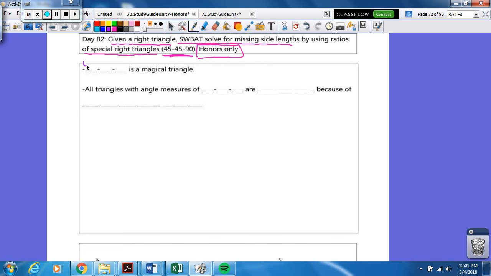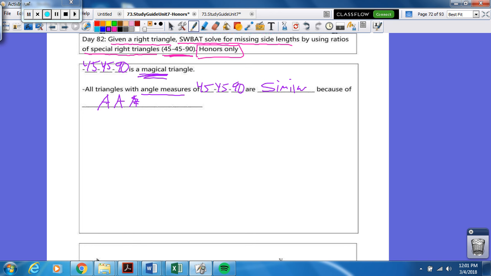Okay, check it out. 45, 45, 90 is a magical triangle. That's one thing you got to know. It's magic. 30, 60, 90 is also magic. We're going to go over that next time. So, all triangles with an angle measure of 45, 45, and 90 are similar because of angle. And you can put another angle right there if you want, but it's just two angles are congruent, so therefore the third angle is congruent also.